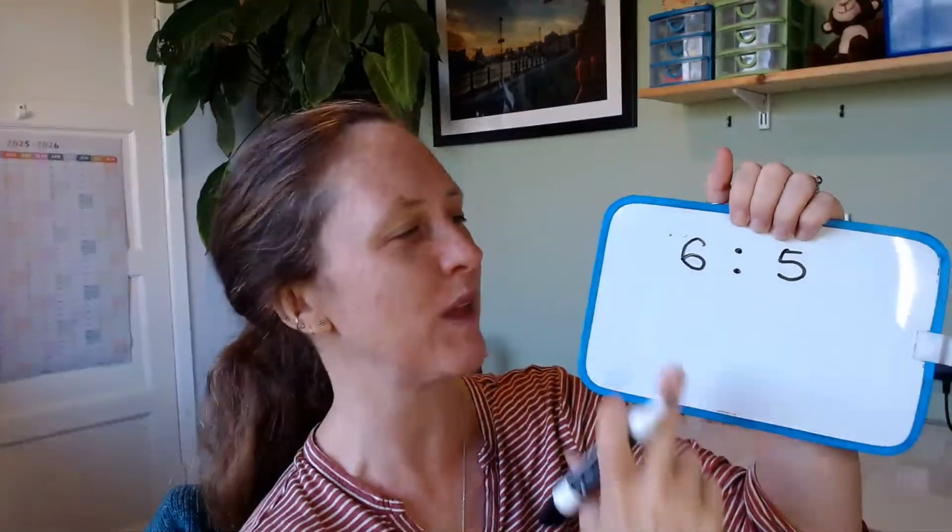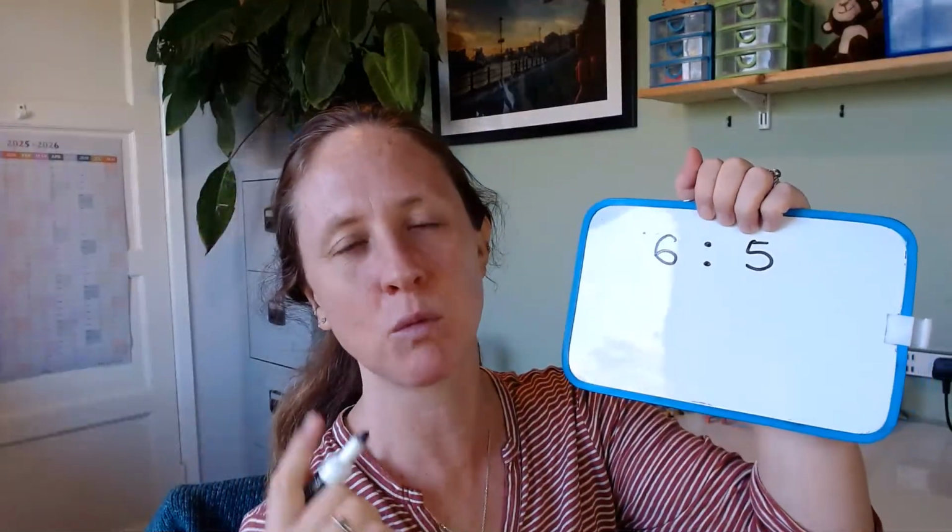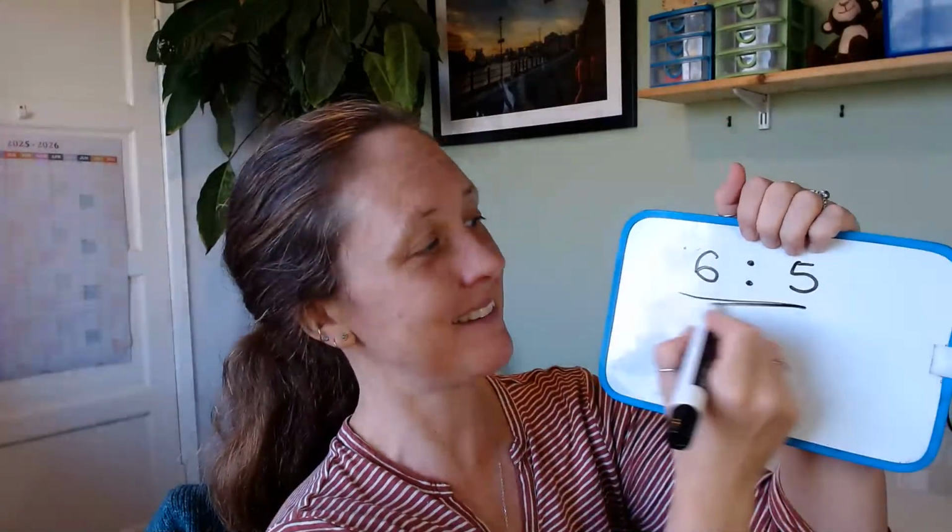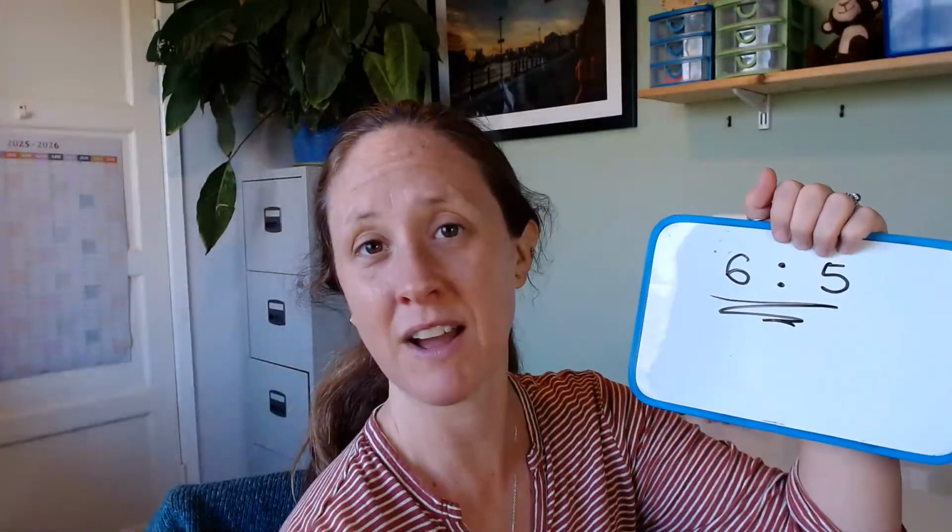So 6 to 5, I would look at the 6 and the 5 and I would say, what times table are 6 and 5 both in? The only times table they're in together is the 1 times table. If I divide by 1, I get the same numbers again. So that is as simplified as it can be. I can't simplify that one anymore.